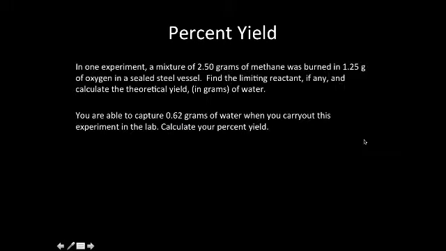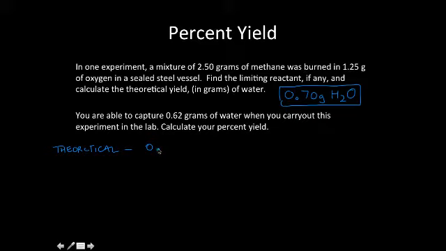Awesome. So if we were to take our problem from last time, you should remember that we ended up saying that we can make 0.70 grams of H2O. That's what we calculated in our limiting reactant problem. All right, and since we calculated it, that's our theoretical value. It was calculated. It's theoretical. Theoretical. And again, 0.70 grams of H2O.